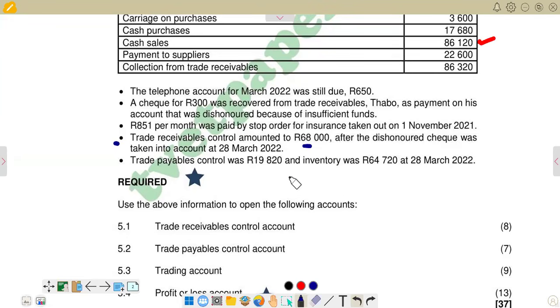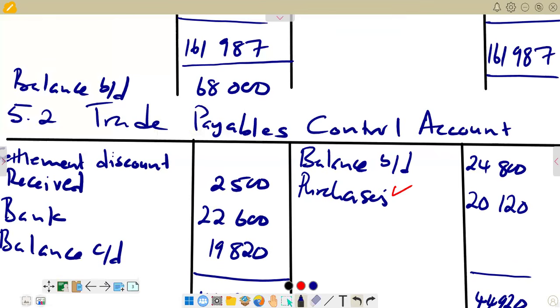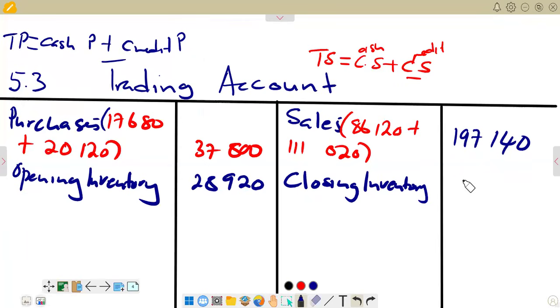And then on the credit side, we are supposed to put our closing inventory. Our closing inventory figure, we can only find it in the additional information here, whereby we are saying inventory was 64,720, 28 March 2022, which is the closing date. So we pick this figure as our closing inventory, go back there and put that one. The figure that we're having is 64,720.